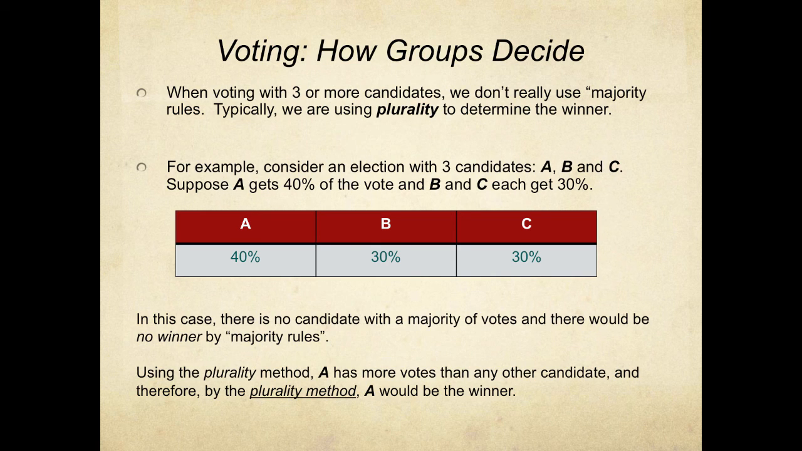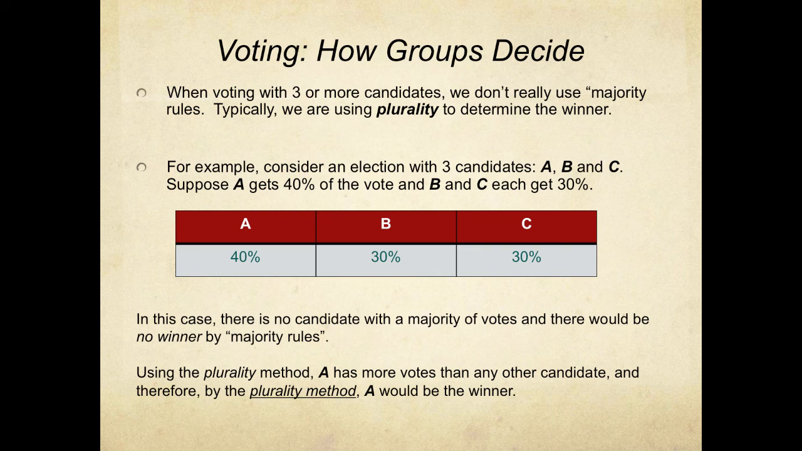Let's look at how groups decide in a process of voting. When there's voting for 3 or more candidates, we don't really use majority rules. Typically what we're really using is plurality to determine the winner. For example, consider an election with 3 candidates, A, B, and C. Suppose that A gets 40% of the vote and B and C each get 30%.